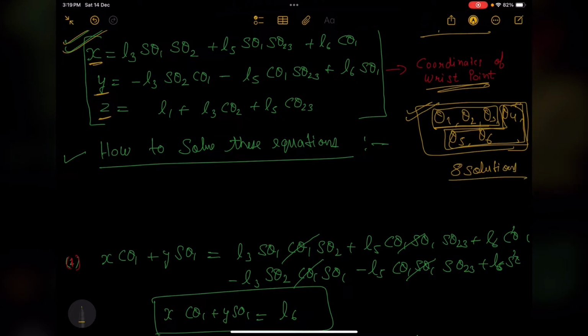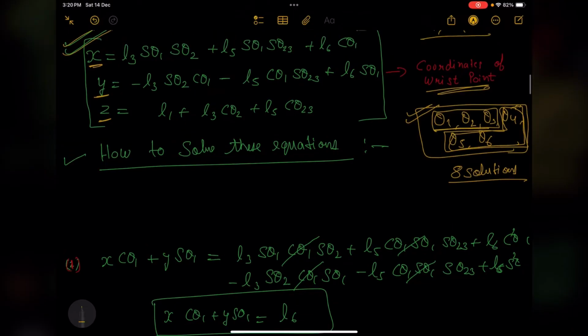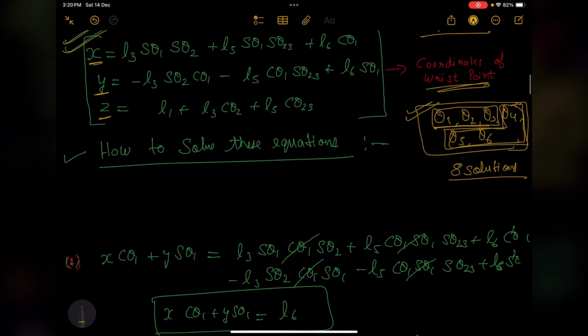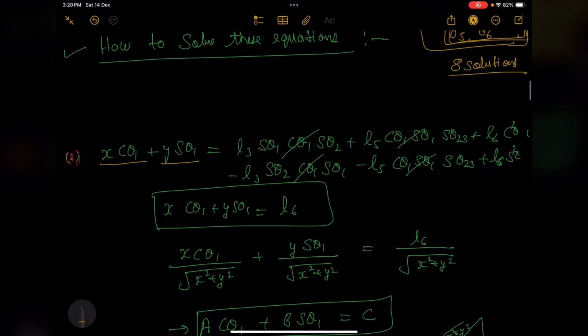Analytical solution. So how do we find them? First we will take equation number 1, that is x equals this, and equation number 2. For example, this is equation number 1, this is equation number 2 and this is equation number 3. I will multiply the first with cos theta 1, the second with sin theta 1 and add them. After adding, you can see that these all cancel out and we are left with only this: x cos theta 1 plus y sin theta 1 equals L6.